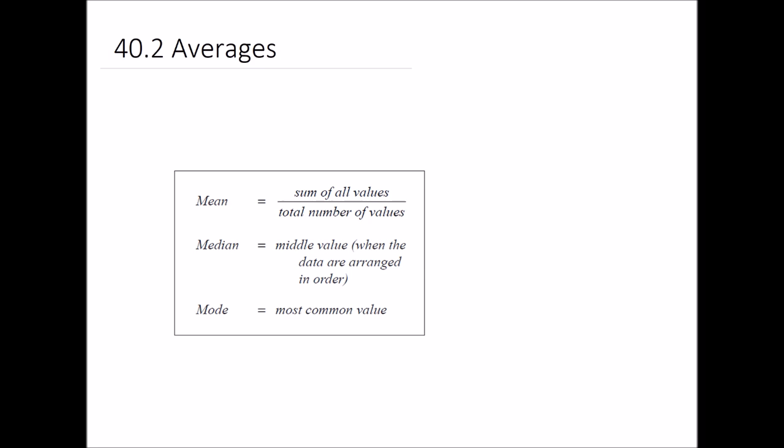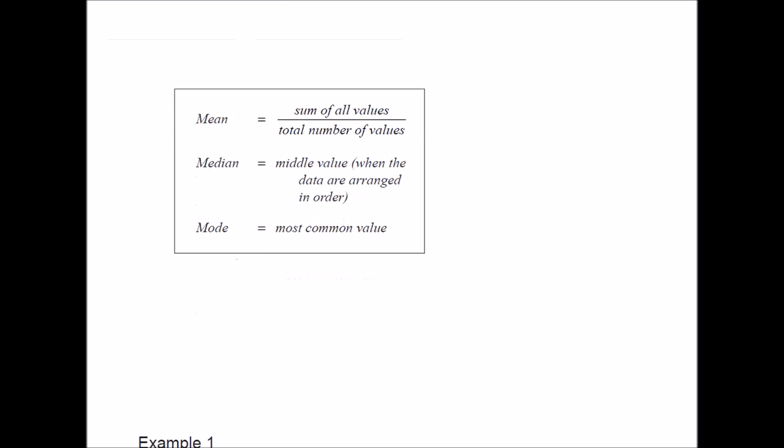Now you probably know this already, but let's just check. So the mean is the total or sum, so the addition of all the values we've got, and then we divide by that number of values. The median is the middle number when we arrange values in size order, and the mode is the one that appears the most times. It's the most common value.